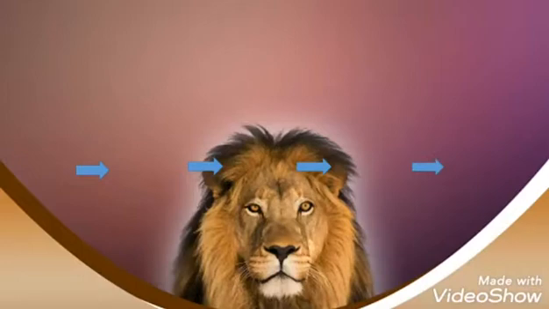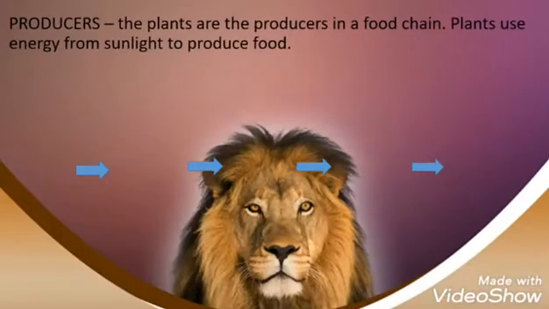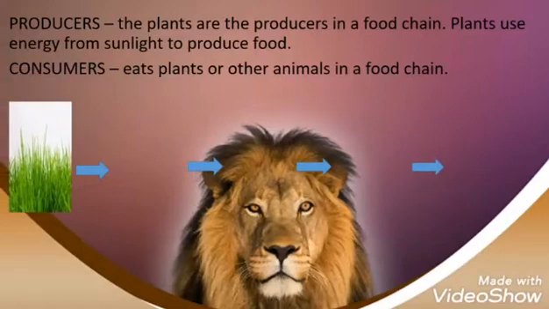Producers and consumers are two important parts of a food chain. The first organism in a food chain is always a plant. Plants use energy from sunlight to produce food. They are called producers. Animals cannot make food using sunlight. They have to eat ready-made food. They consume or eat plants or other animals. They are called consumers.